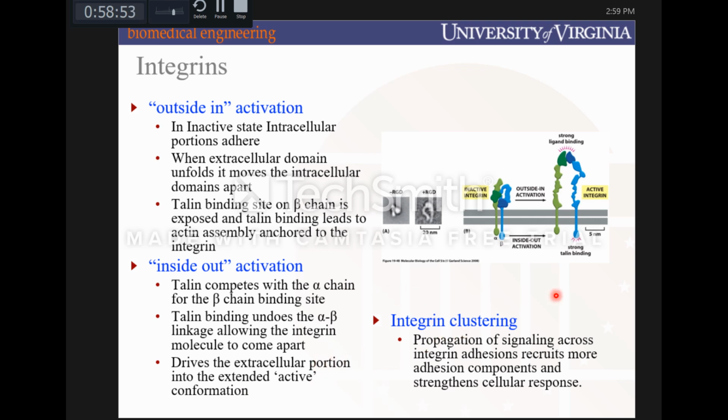And in a feed-forward, positive feedback loop, active integrins tend to recruit more of these integrin and adhesion proteins to this site of activation. And so you get more and more signals being propagated through the rest of the cell. So this is called integrin clustering, and it's a phenomenon you see a lot when you do cell culture with fibroblasts.